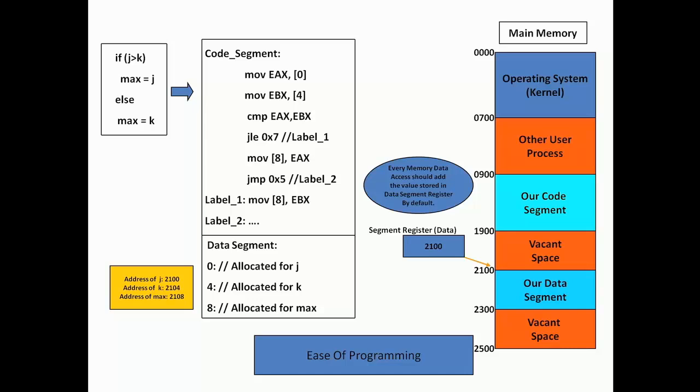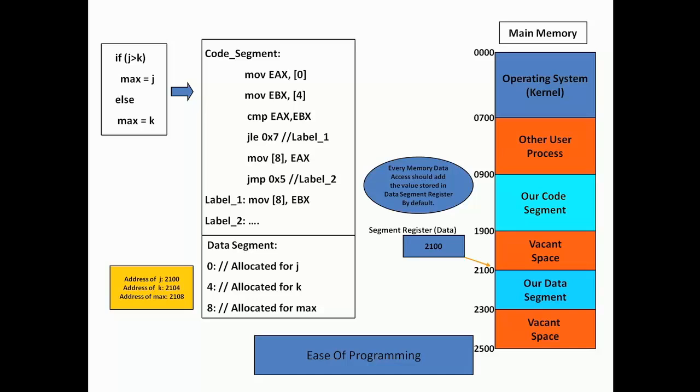So, what should I do now? Instead of move EAX comma 0, it should be move EAX comma 2100. Move EBX comma 2104. Move 2108 comma EX. You got this, right? If I just execute this code segment as it is, then what will happen? I will be reading some operating system data here. I will not be reading J and K as envisaged. You got this, right?